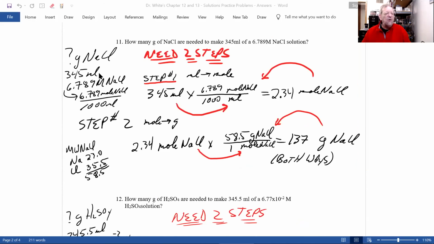But anyways, we're given milliliters of sodium chloride solution, and we're given this number, 6.789 capital M NaCl. And what does that mean? 6.789 moles of sodium chloride per 1,000 milliliters. Now, there's no way you can go from milliliters to grams in one step. You can't. You need 2 steps. Well, what 2 steps?